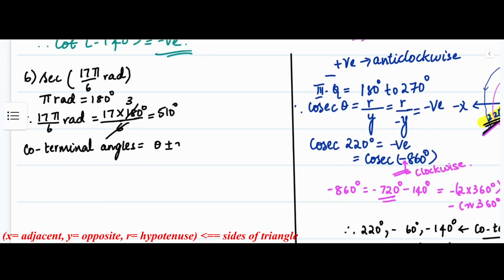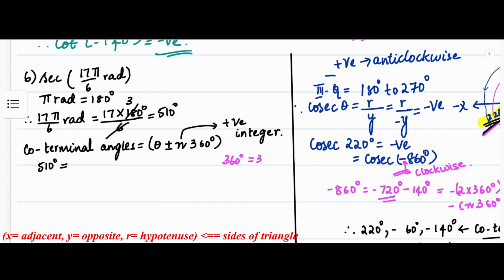Here we can use coterminal angles: theta plus or minus n of 360 degrees, where n is a positive integer. Now we have to represent 510 degrees in this format. Since it is a positive angle, we have to add 360 degrees and not subtract 360 degrees. 360 degrees into 1 is 360 degrees.